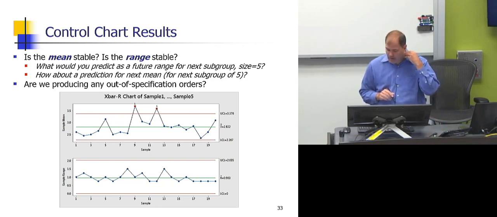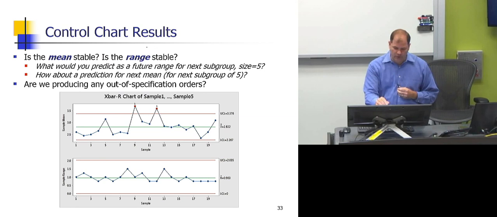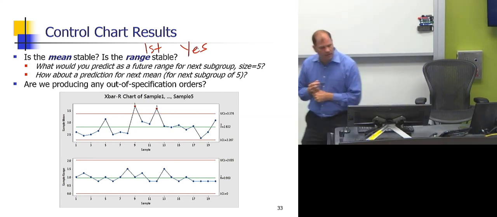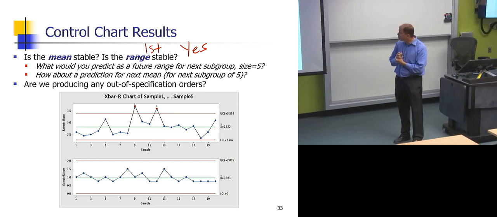Questions are mean and range. We'll do the range chart first. Is the range stable? Yes or no? Yes. Is the mean stable? No. Is the mean out of control? Yes, the mean is out of control. What do those ones mean? Violation of Rule 1.